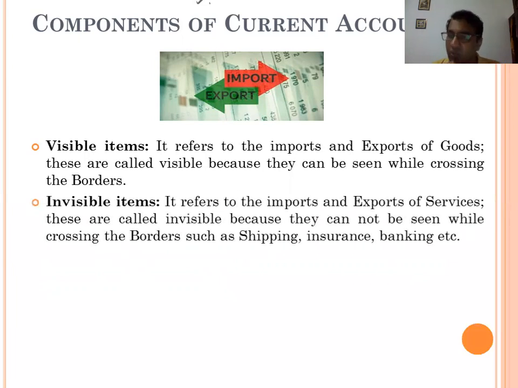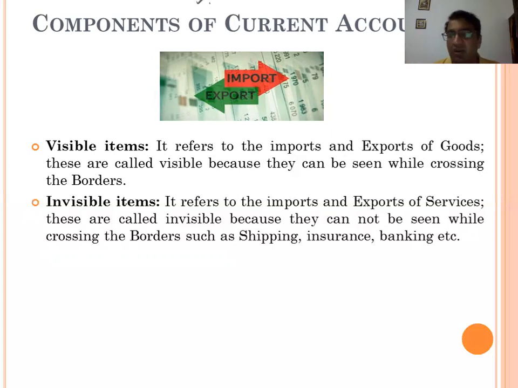Invisible items are those items which cannot be seen, touched, or transferred while crossing the border, like insurance services, banking services, shipping services. So all items which are part of invisible items are like the import and export of services. In invisible items, we will count factor services and non-factor services. As for factor services, the factors are land, labor, capital, and entrepreneur. So if we receive, maybe, shipping services, or provide capital to them, or maybe the factor payment, like the person who is working there.